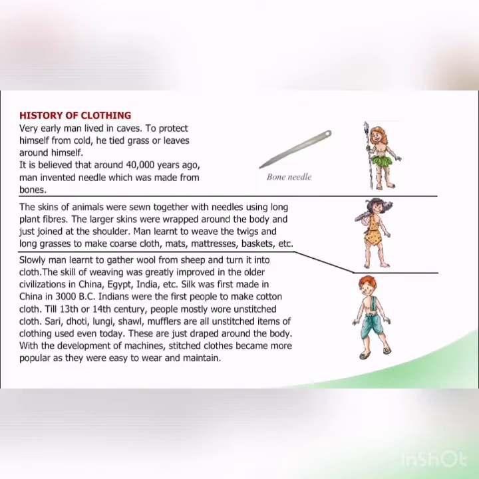Till the 13th or 14th century, people mostly wore unstitched clothes. Sari, dhoti, lungi, shawl, mufflers are all unstitched items of clothing used even today. These are just draped around the body. With the development of machines, stitched clothes became more popular as they were easy to wear and maintain.